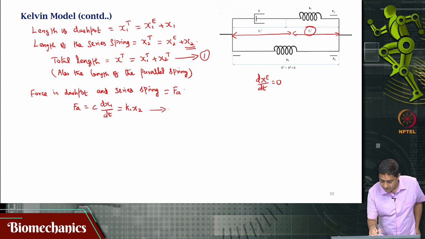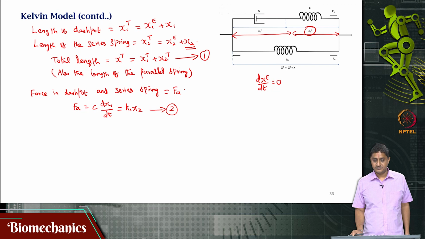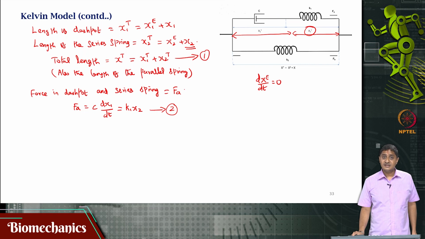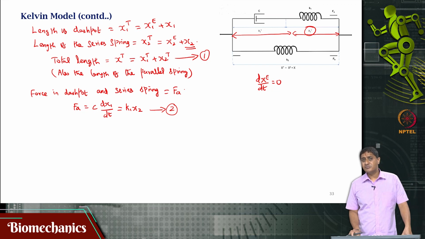I am going to call this equation as equation 2. Now, what is the force in the parallel spring? Is that the same as the top combination, the combination of the dashpot and the series spring? The answer is no, because it is the length that is the same, not the force.